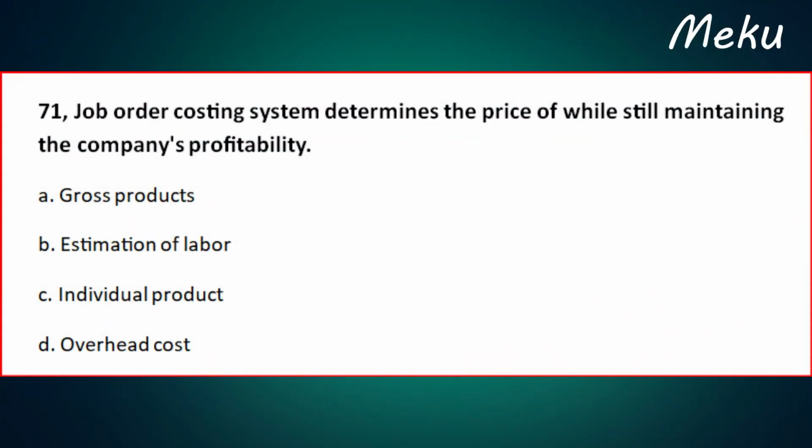71. Job order costing system determines the price of while still maintaining the company's profitability. A. Gross products, B. Estimation of labor, C. Individual product, D. Overhead cost.